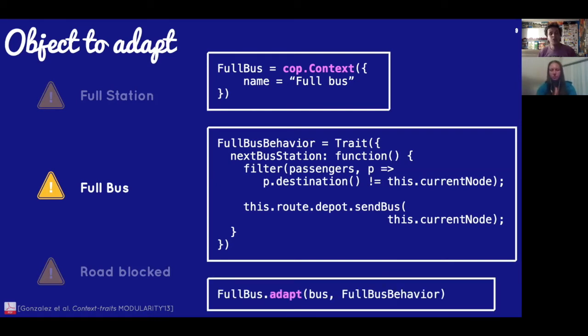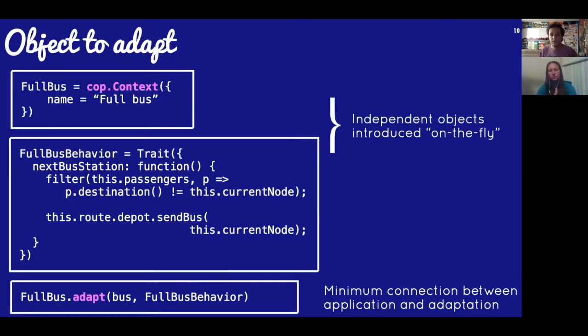And finally, we need to couple the three actors in this interaction somehow. We do this by adapting the full bus with the full bus context, and we will observe the full bus behavior in this adaptation. Note here that all of these definitions are still regular JavaScript objects, so we are not defining anything outside of the main programming language.